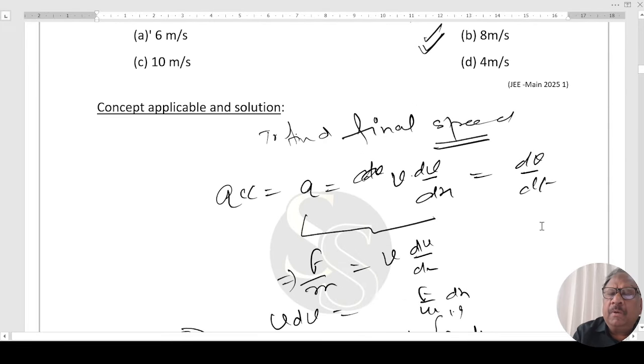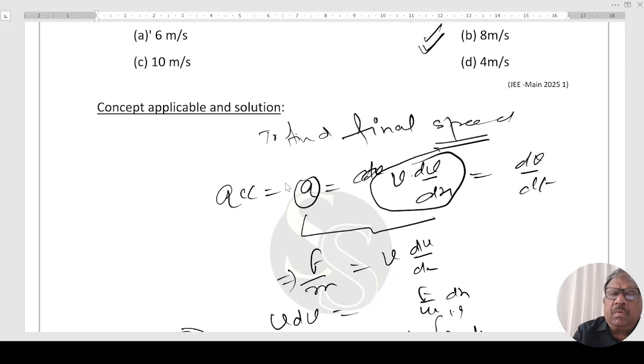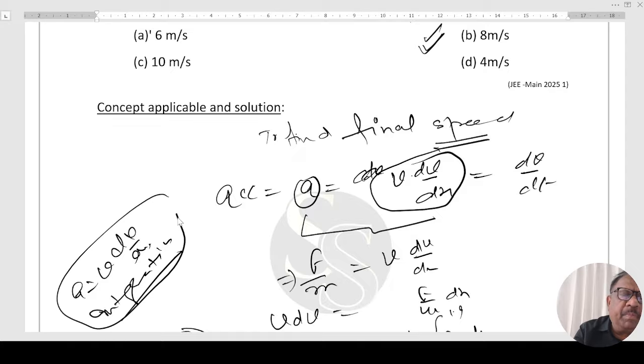The basic concept here was v dv by dx equal to acceleration. So a equal to v dv by dx, an integration concept. If a mathematical expression has terms in multiplication, integration will be used. And when terms are in division, we have to use differentiation. Right? Next question.